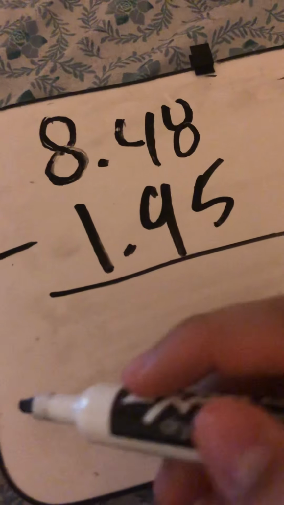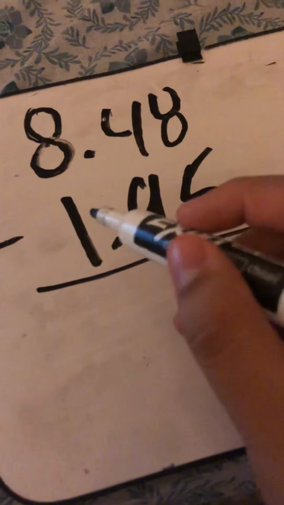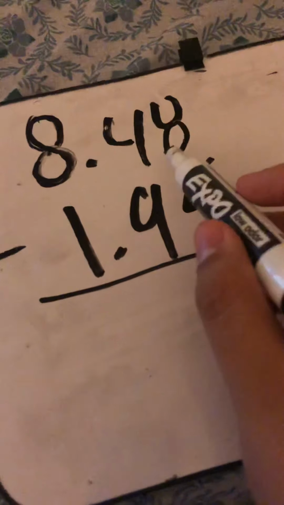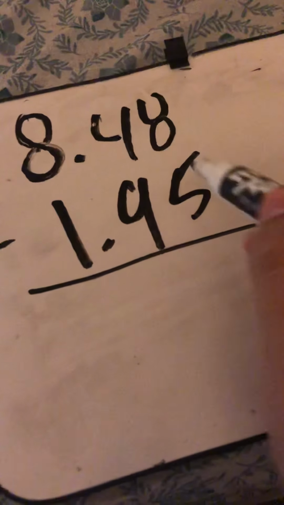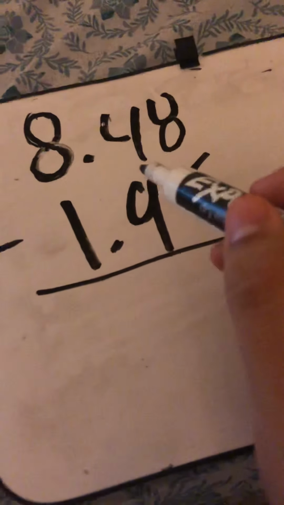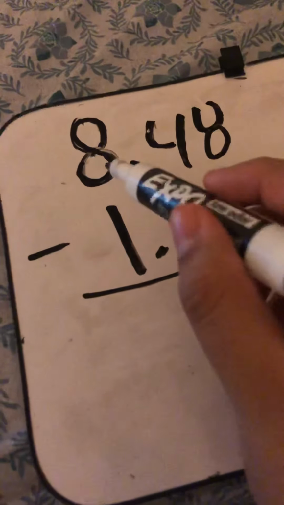We're going to make sure our numbers are lined up. All the numbers on the right side of the decimal are lined up, 8 and 5, 4 and 9, and the numbers on the left side are lined up, 8 and 1. Remember, we're working from right to left, so make sure we draw our arrow so we know which direction we're going. Let's subtract now.